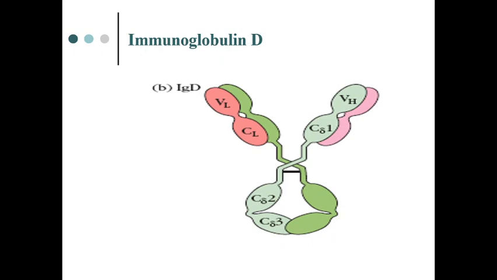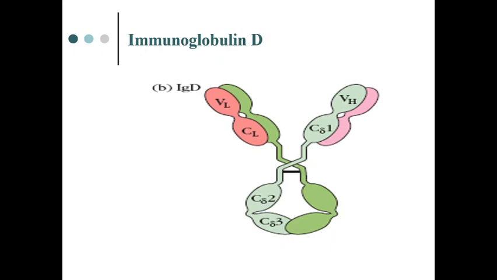It has about 13% carbohydrate residues, as I had mentioned in the case of IgG and IgM. About 13% carbohydrate residues are found attached to the heavy chain region, that is the C delta 2 domain, making it hygroscopic and water soluble.